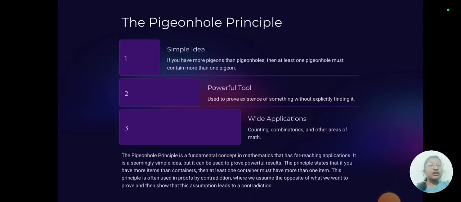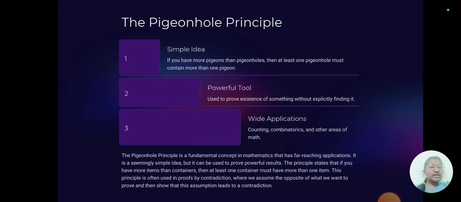Next we'll see about the pigeonhole principle. A simple idea: if you have more pigeons than pigeonholes, then at least one pigeonhole must contain more than one pigeon. It is a powerful tool used to prove the existence of something without explicitly finding it. Wide applications in combinatorics and other areas of math.